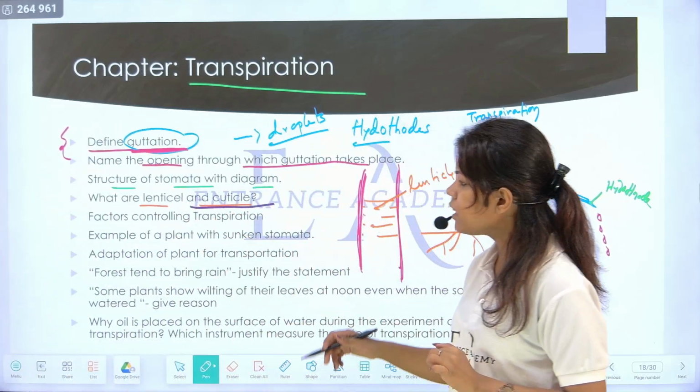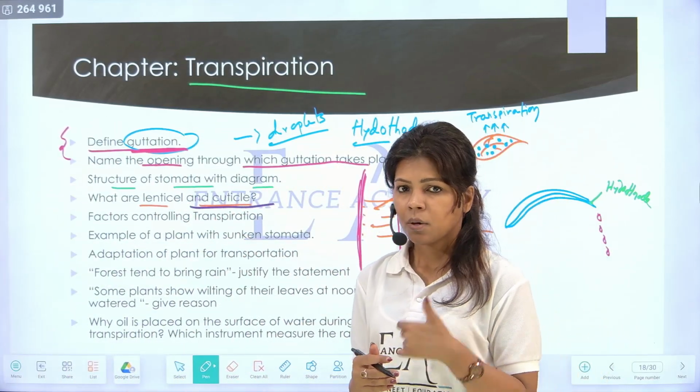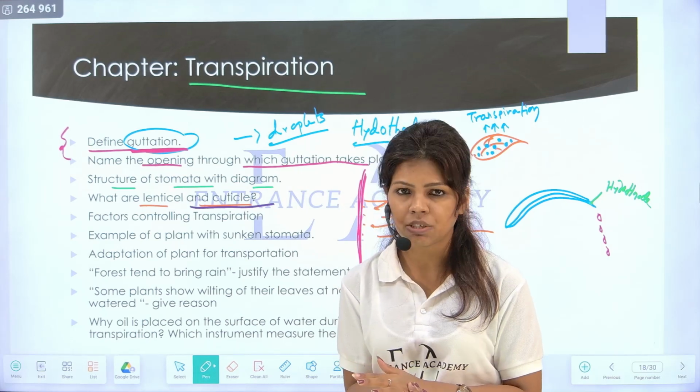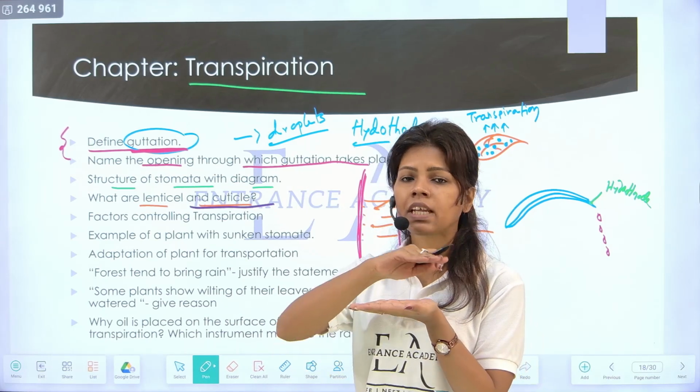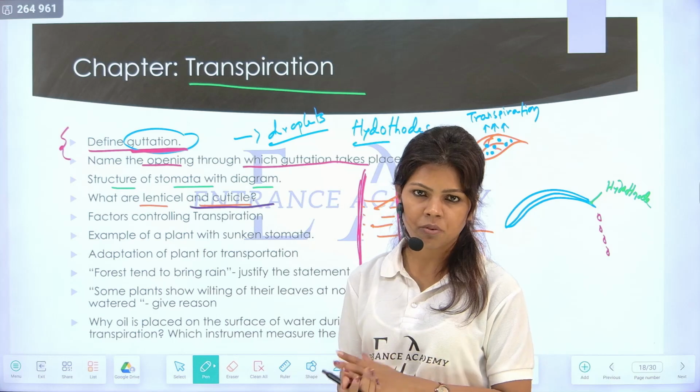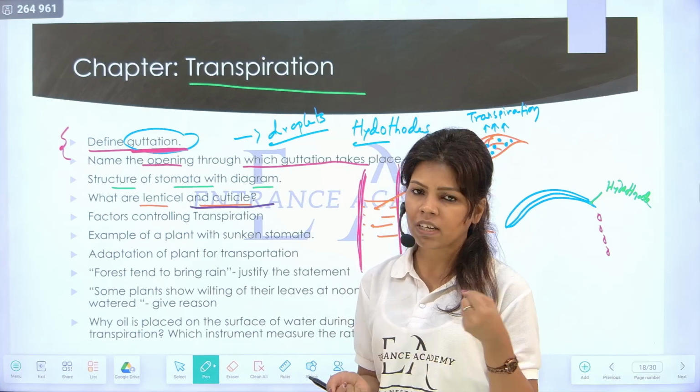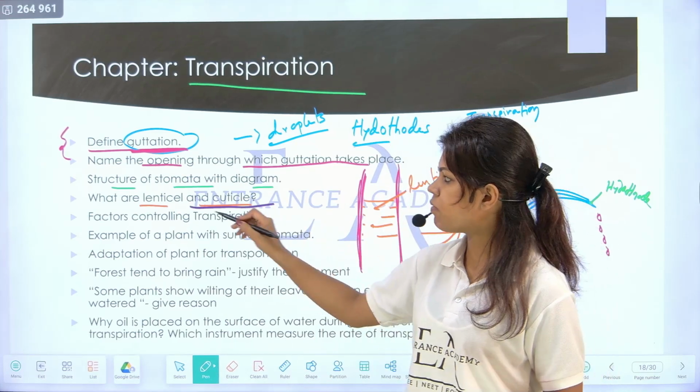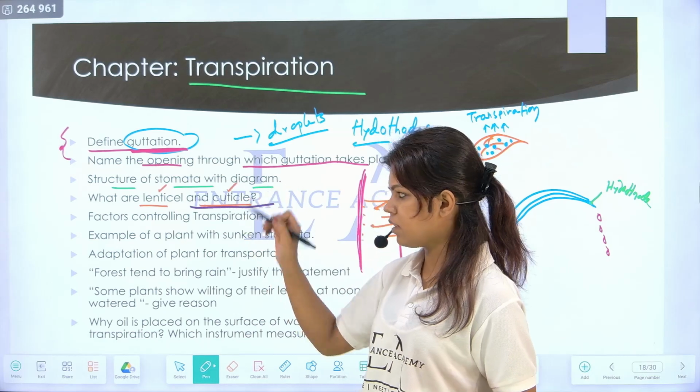And the third one is cuticle. What is the cuticle? This is the waxy layer present on the surface of the leaf. The surface of the leaf contains a waxy layer that is known as cuticle. So, a very little amount of transpiration will take place by means of lenticels and cuticle.